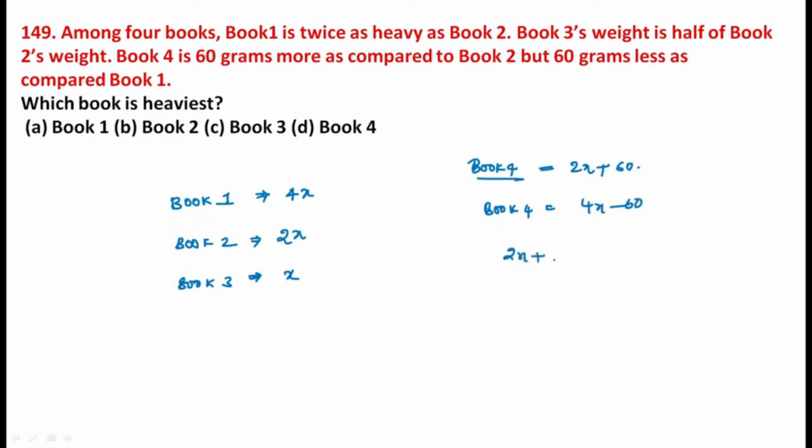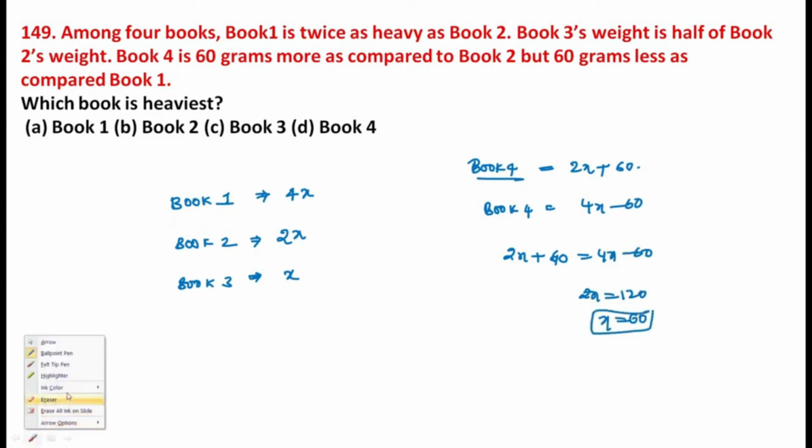You can equate the equations. So 2x plus 60 is exactly equal to 4x minus 60. Now you get 2x is equal to 120. You can place the value and find the heaviest book. So you replace the value.